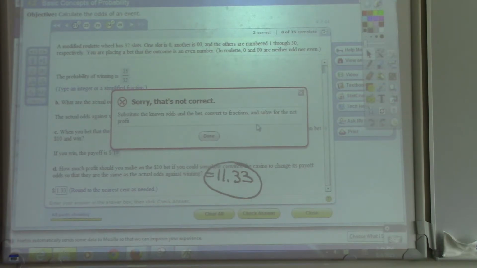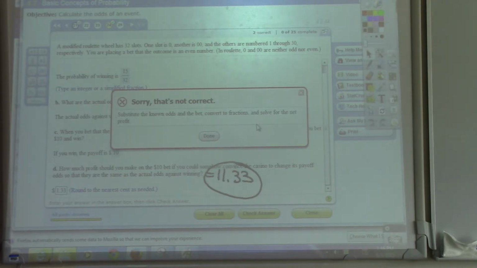All right. Now, let me tell you what they're thinking. As soon as you give up that $10, you have nothing in your pocket. That's what they're thinking, but I still don't agree with that. The word that they should use is payoff, because that money's still yours. That's what they should be using. What is the payoff? How much payoff should you make? Profit is not the right word.